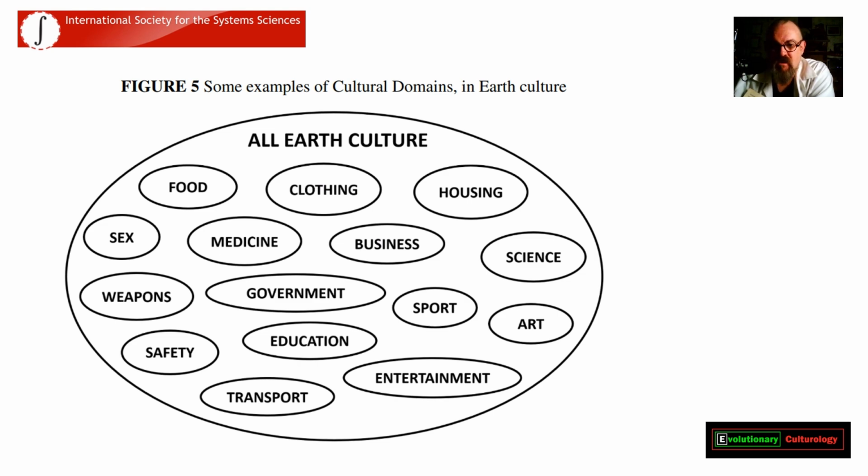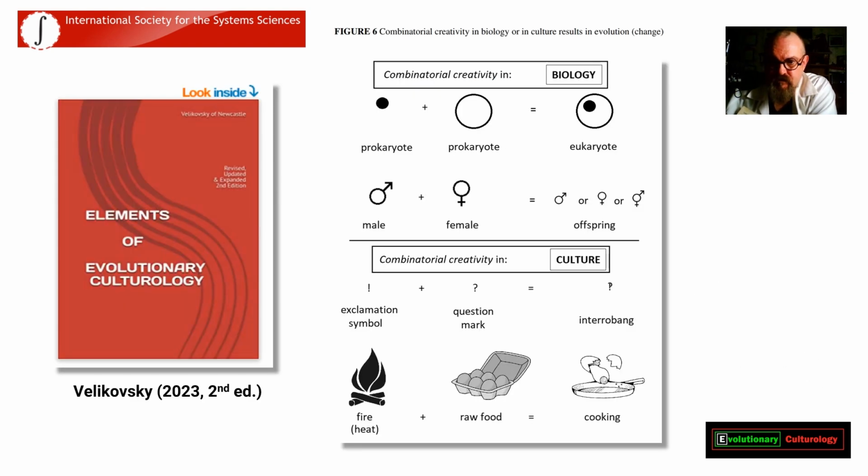Next, systems and their tools. That's figure 5 in that Narreme paper. There's the 3 laws lens again from EvCult. Oh yeah, a bit more combinatorial creativity. So in biology, you combine your prokaryotes and you get a eukaryote, a cell with a nucleus. Bit of symbiosis, endosymbiosis there. Thank you, Lynn Margulis, one of my heroes. Combine a male and a female and you'll get some offspring.